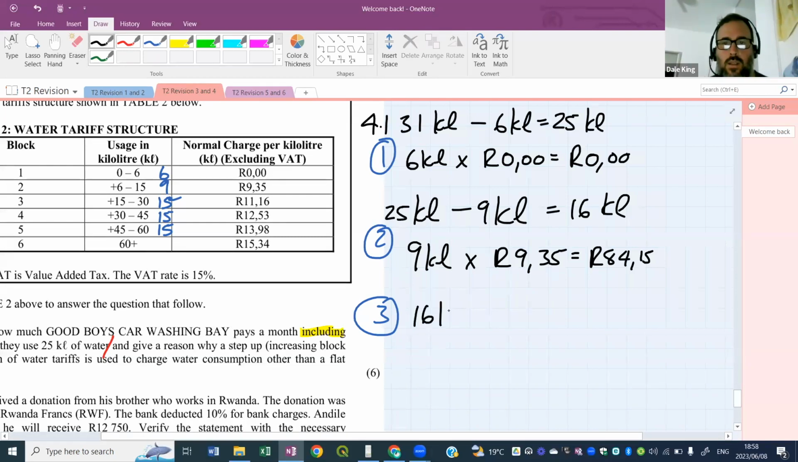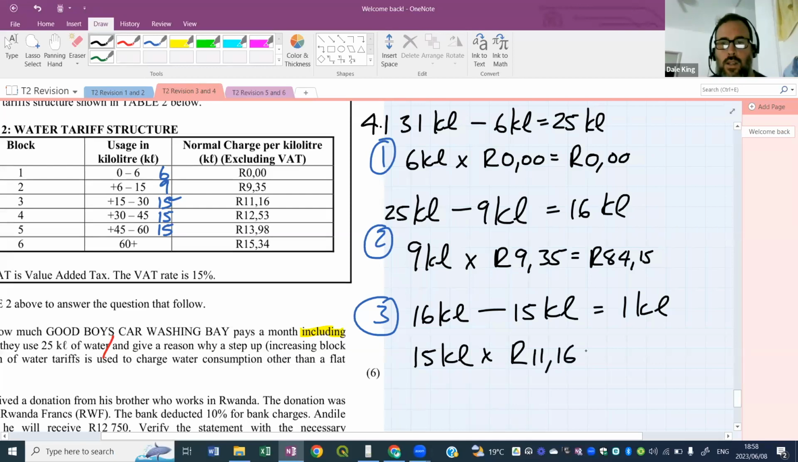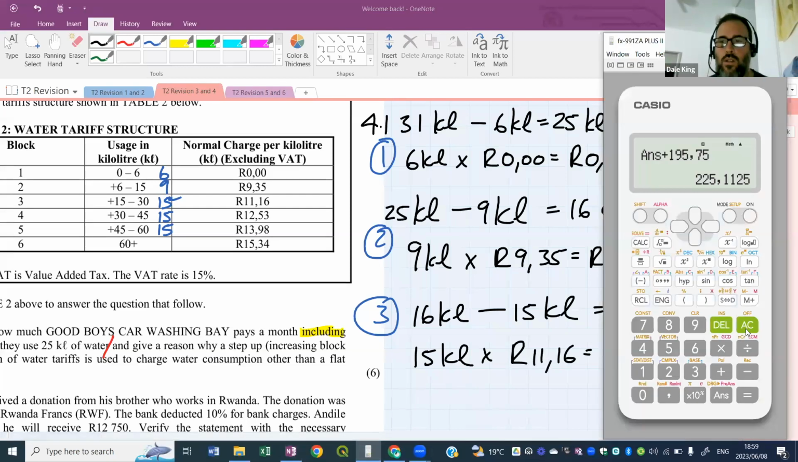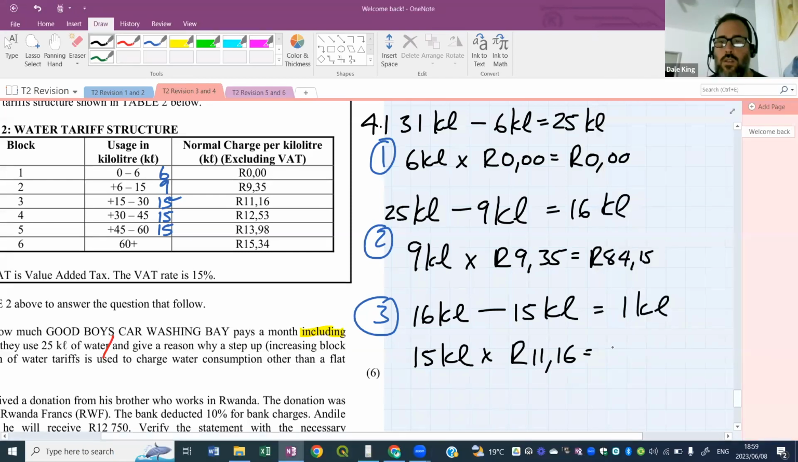So yeah, this is what I do. I say, take my 16 kiloliters, take out 15 kiloliters, which is the whole of block 3. I'm just left with 1 kiloliter, which will have to go into block 4. But for this 15, which is all the water in block 3, I must charge it at block 3 rates, which is 11 Rand and 16 cents. This is the difference now. It wasn't just 9, we got 15 here that we're charging. All right, so it's 11 Rand 16, which gives me 167 Rand and 40 cents. So 167 and 40 cents.